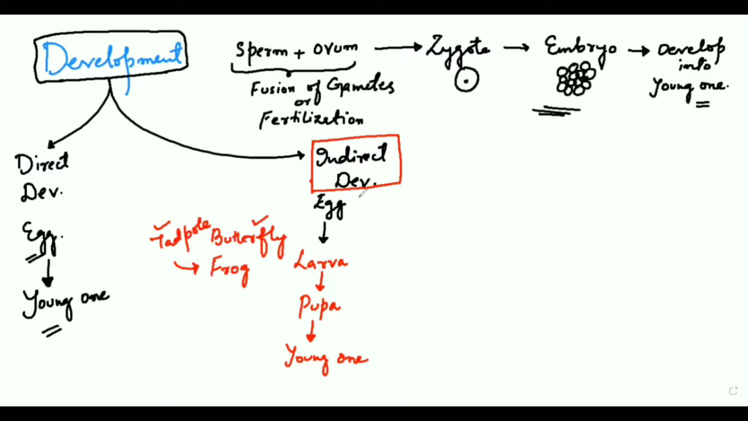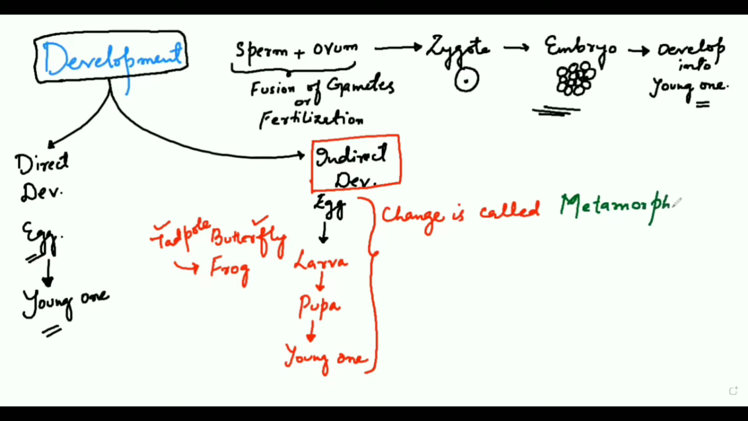Now this conversion, this change from egg to larva to pupa to young one, this change is called, yes, any guesses? Absolutely correct. This change is called metamorphosis. What is it called? Metamorphosis. So once you see this thing happening, you have the egg forming the larva, and the larva developing into the tadpole, then developing into frog, or you see the caterpillar first and then the caterpillar developing into the butterfly. What do you call these changes? You call this process metamorphosis.